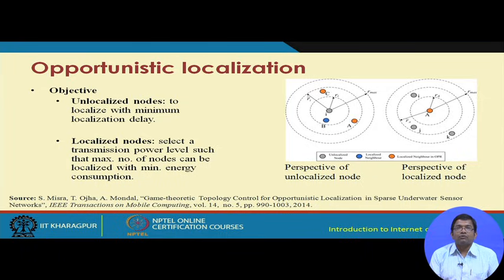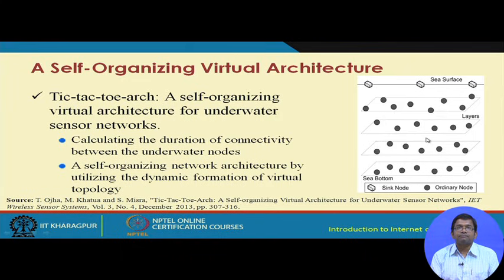So, this is what is shown over here pictorially. As you can see, this particular node has an initial communication range like this, the transmission range, which can be increased further like these other circles. So, these are the three different ranges of the communication range or the transmission range of this particular node. Likewise, for the other nodes also it is shown like this.